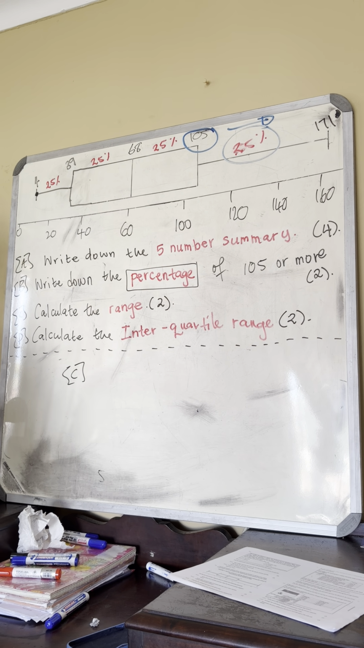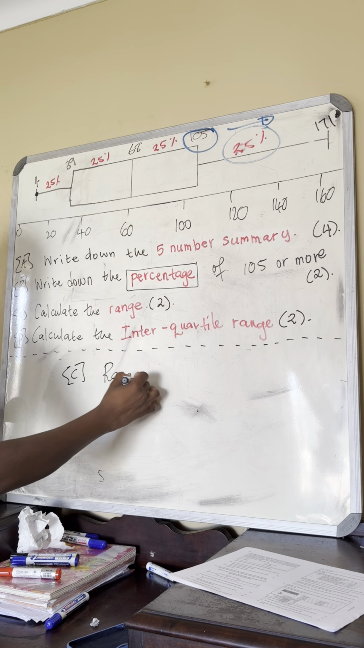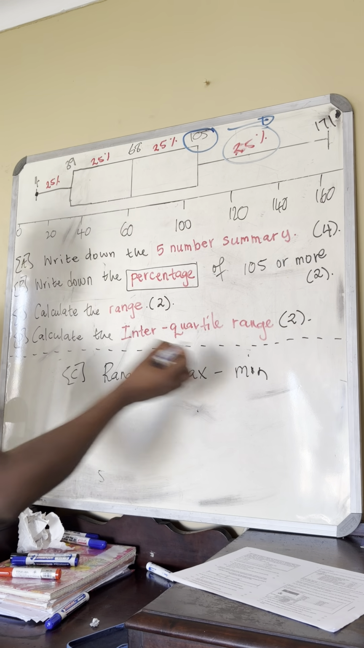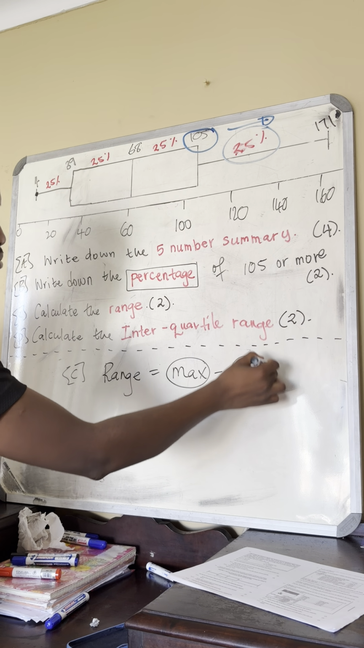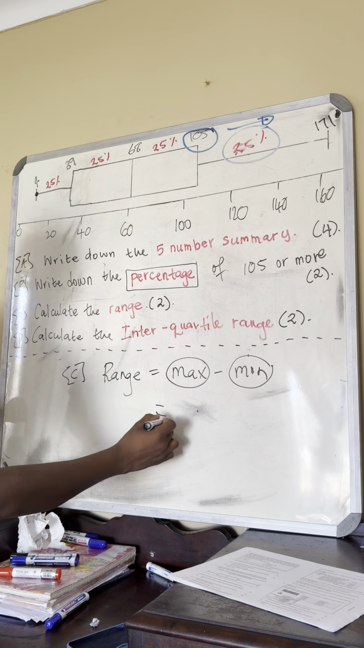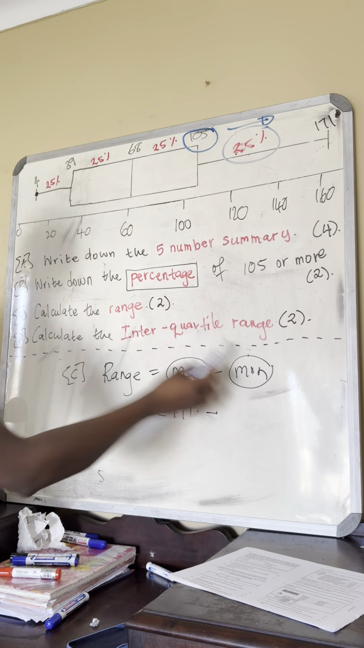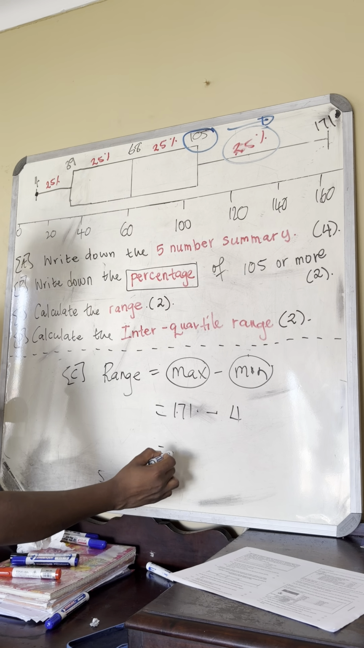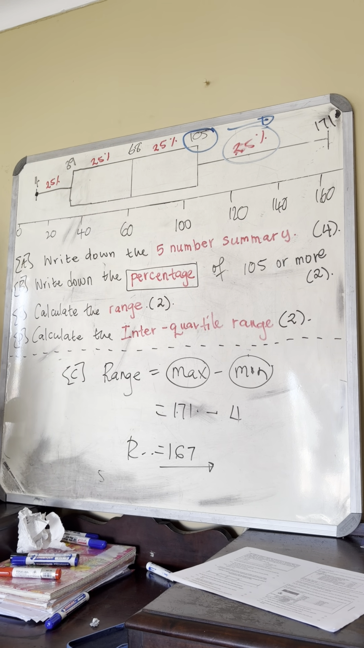Now C. Let's write down the range. How do you write down the range? Your range is equal to your maximum minus your minimum. What is your maximum? 171. What is your minimum? 4. So 171 minus 4 gives you 167. Then your range becomes 167.